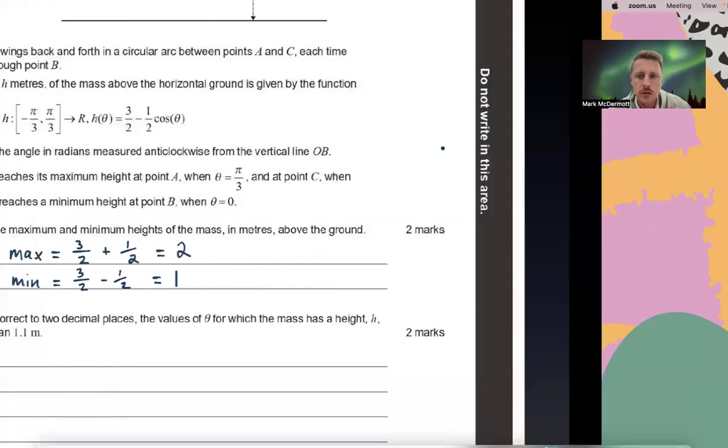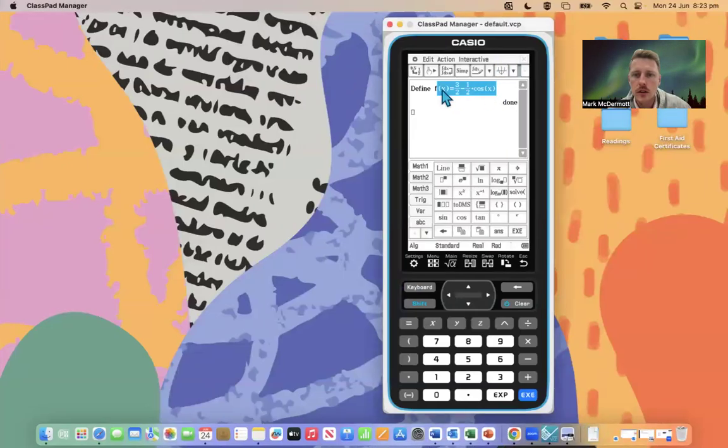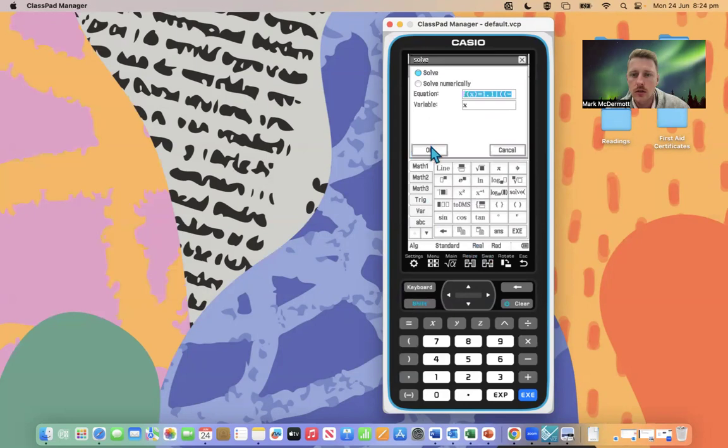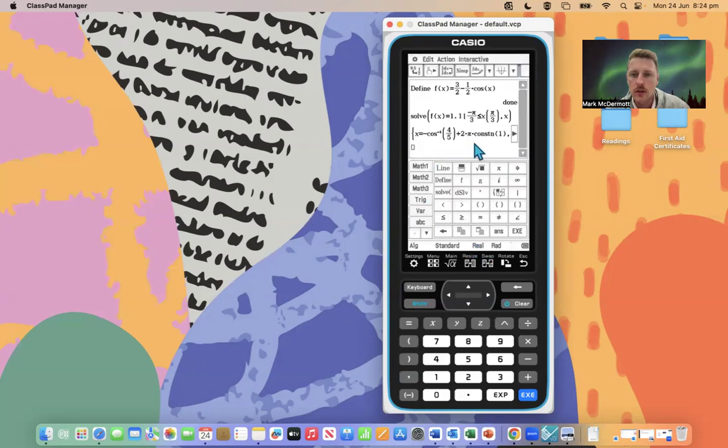The values of theta for which this is true: so f of x needs to equal 1.1, but only between, and make sure you're in radians, only between negative pi on 3 and positive pi on 3, because that's the domain, yeah? All right, we're going to do interactive, advanced, solve, solve it numerically, solve it for x.